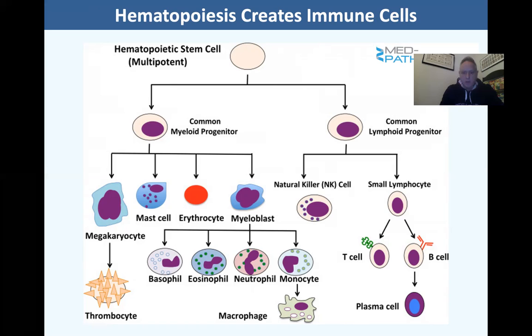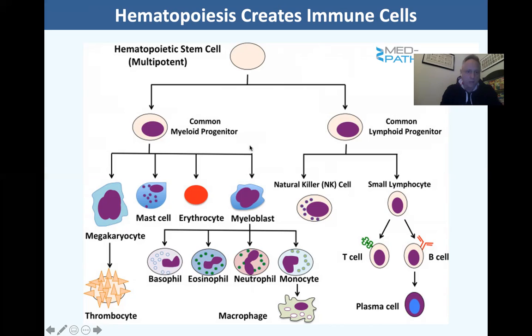So the small lymphocytes give rise to T cells and B cells of lymphoid origin. T cells express the T cell receptor, as you see here in green. B cells express the B cell receptor, which is basically an antibody that is trapped in the membrane. And then B cells can further differentiate and give rise to plasma cells, which actively secrete antibodies.